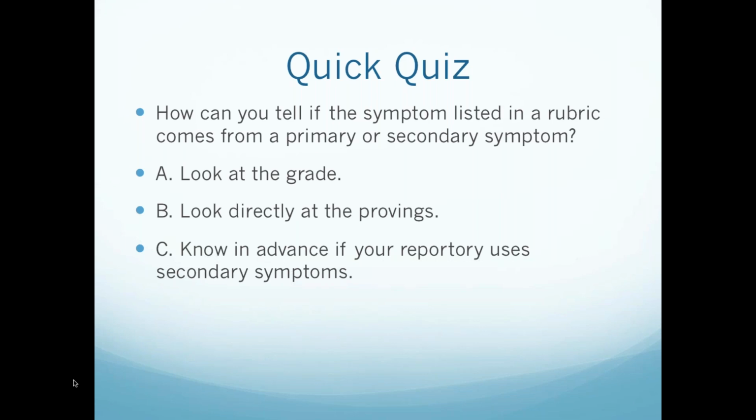What happens if you look directly at the provings? Will you be able to tell from the provings if it's a primary or secondary symptom? And what happens if you know in advance if your repertory uses secondary symptoms? If you know that the repertory doesn't, then you know that these are all primary symptoms. And there's only one of those, I think. Yes. So you have A, look at the grade, B, look directly at the provings, and C, know in advance if your repertory uses secondary symptoms. So what's the answer?